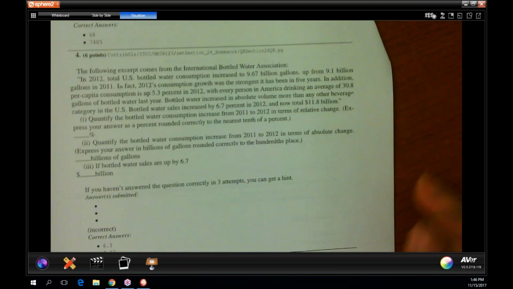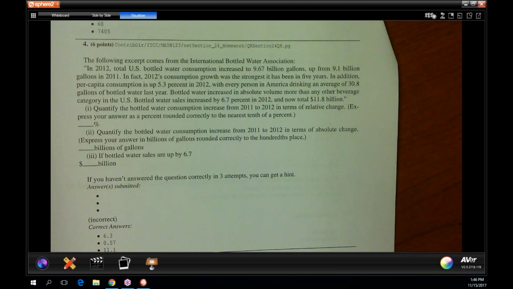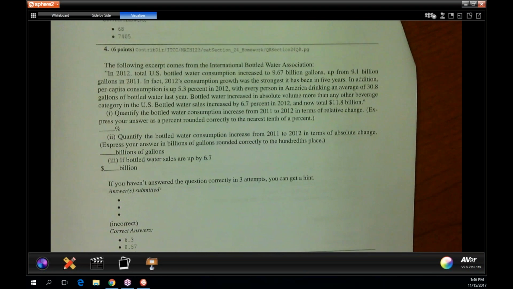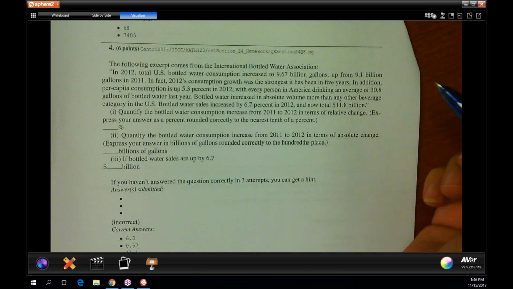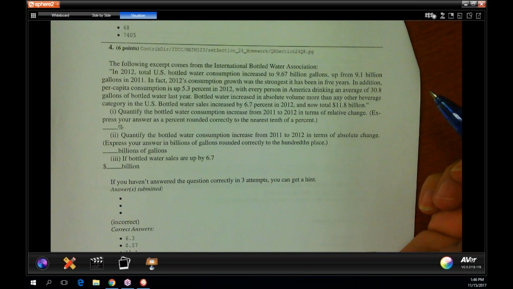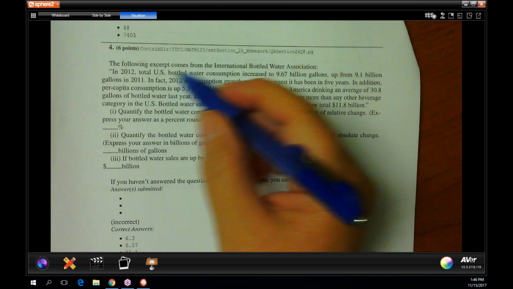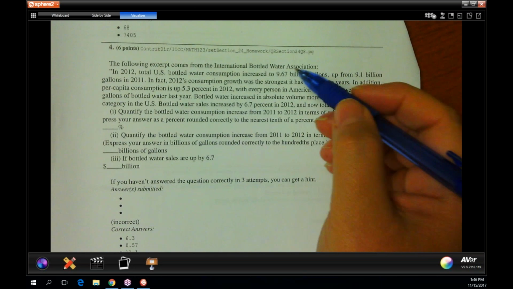Number 6 is a crazy, crazy question. Has anybody done number 6? It has so much text in here. You just have to go through the entire thing. It's got all kinds of different things and dates.